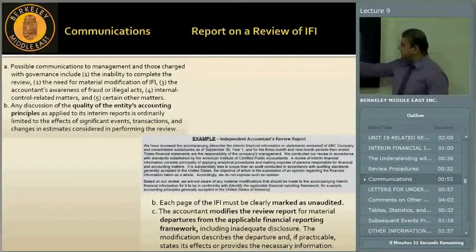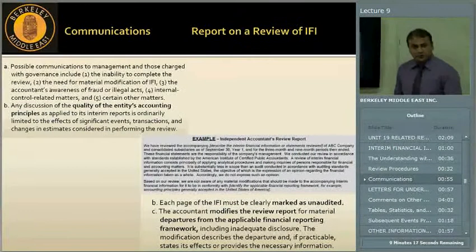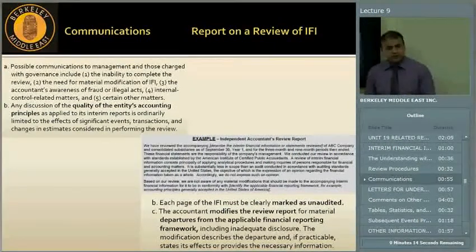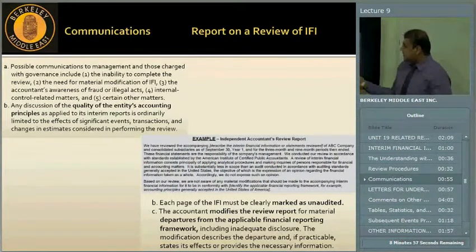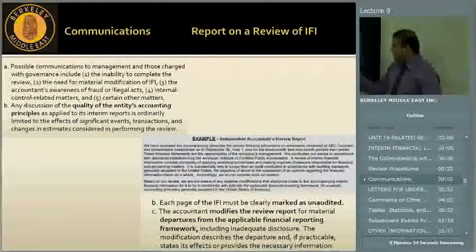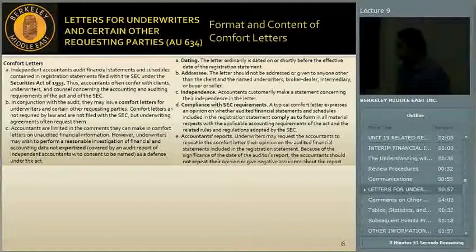We have reviewed the accompanying interim financial information, and this is for the 3 months and 9 months period then ended. These financial statements are the responsibility of the company management. We know that preparation of the financial statements is always the responsibility of the management. The auditor's responsibility is to get sufficient evidence to express an opinion, to check the tests of controls according to the Sarbanes-Oxley requirements. Each page of IFI must be clearly marked as unaudited.